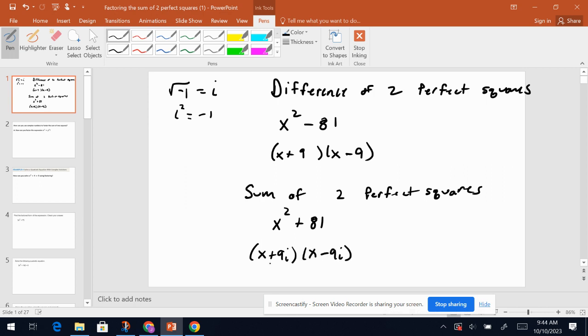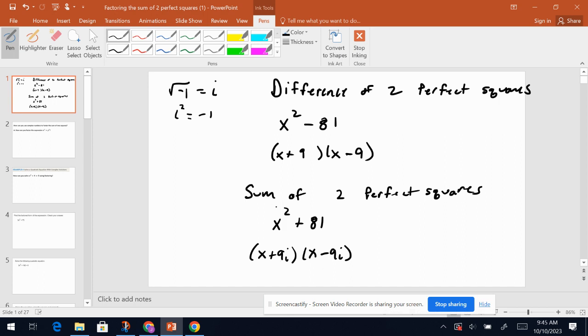And again, great questions are, well, where'd I get the x from? Well, I took the square root of x squared, right? X squared, that was x and x. Where'd I get the 9 from? Well, the square root of 81 is 9 and 9. And why did I put an i here? Because this is the sum. So if you see the sum of two perfect squares, it can always be factored this way.